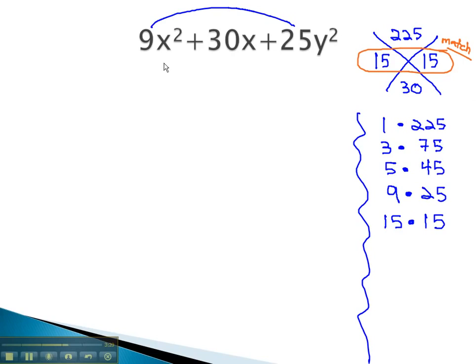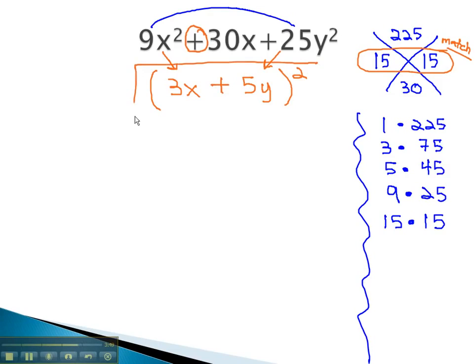When I see those numbers match, we no longer factor by the AC method, but instead jump straight to the factors. We fill in that perfect square by using the square roots of the first and last. The square root of 9x squared is 3x. The square root of 25y squared is 5y. Finally, the middle term tells us the sign that must go in the middle, a plus. And we now have factored to 3x plus 5y squared. When using the AC method, if we find a match, that means we have a perfect square.